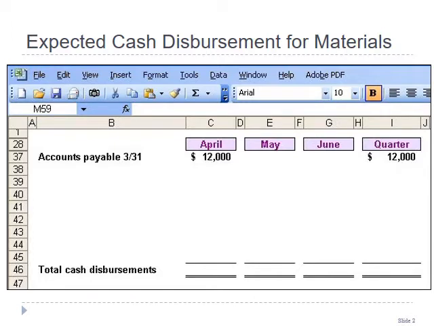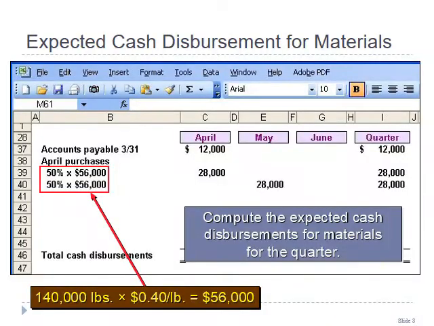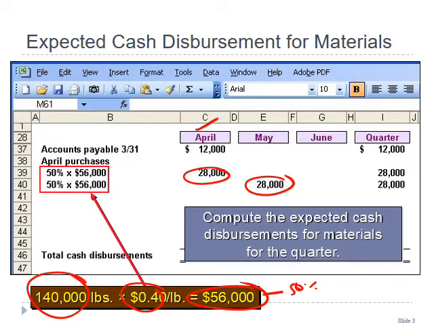So here the opening account balance is 12,000. We know that the April requirement is 140,000 pounds. So what is the dollar amount? 140,000 pounds multiplied by 0.40 is 56,000. So we will pay 50% of 56,000 in the month of purchase, which is April, and the other 50% in the month of May, right?